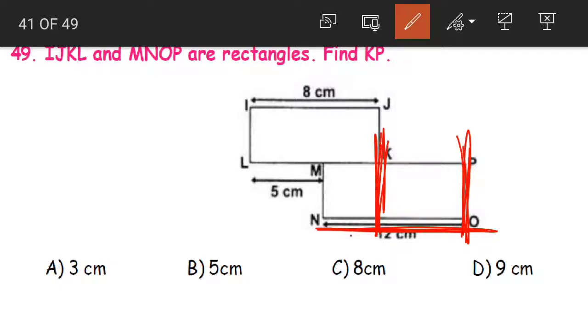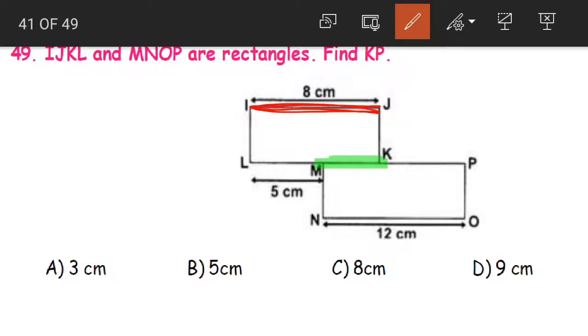Now from the NO, we need to subtract this MK. Yes, from NO, when we subtract this MK, we will be left with our line segment KP, the length of line segment KP. So now to find out the length of MK, again we need to look at the opposite side. Here the entire IJ is equal to 8 centimeters, but we want only this much. How much is this? If you look at here, this LM is already equal to 5 centimeters.